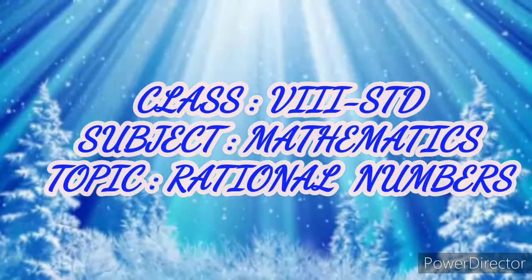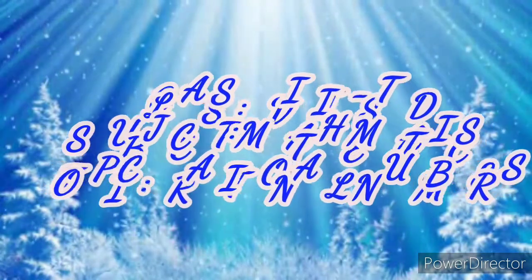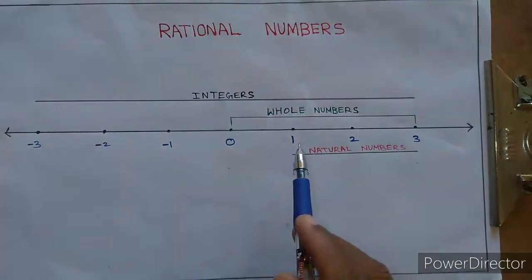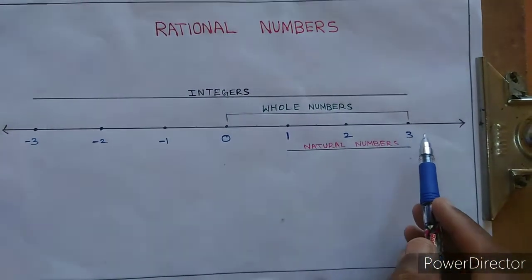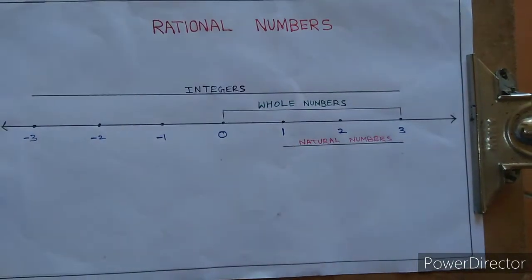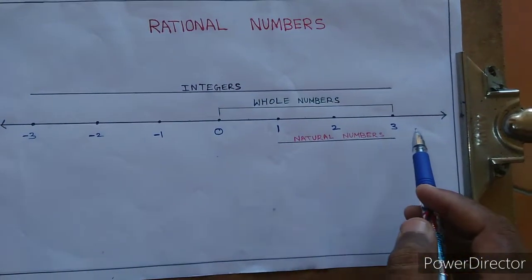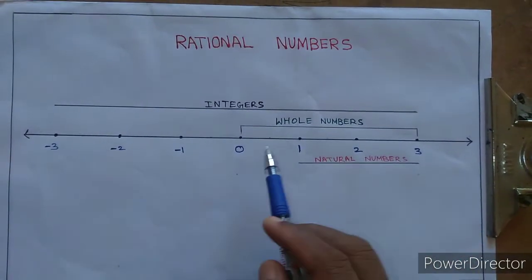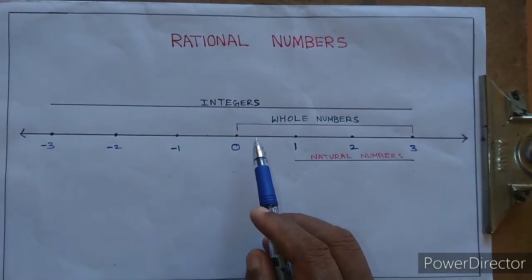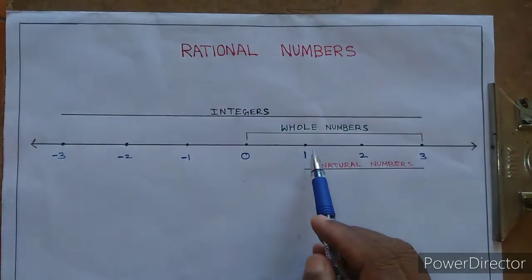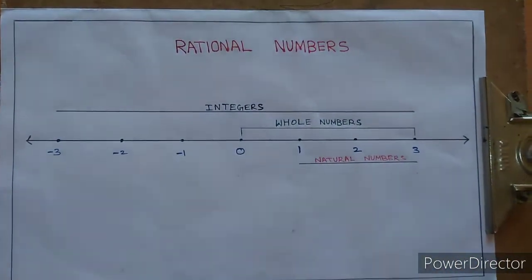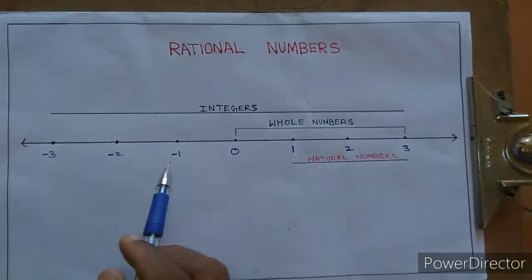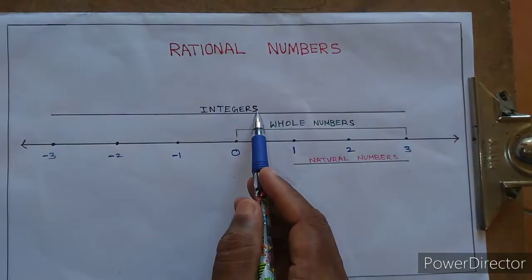Today we are going to learn about rational numbers. See the number line 1, 2, 3, 4, 5, 6 and so on. The counting numbers are called natural numbers. The natural numbers with 0 are called whole numbers: 0, 1, 2, 3 and so on. The whole numbers with negative numbers are called integers.